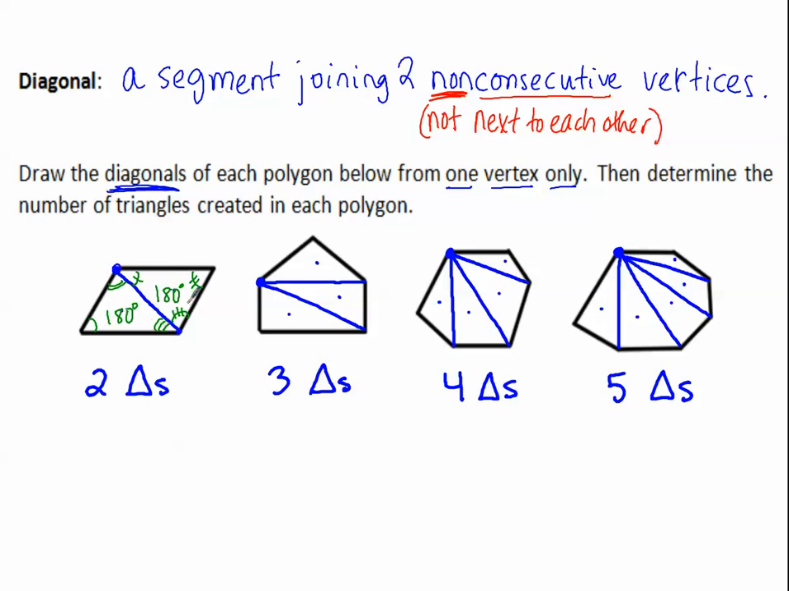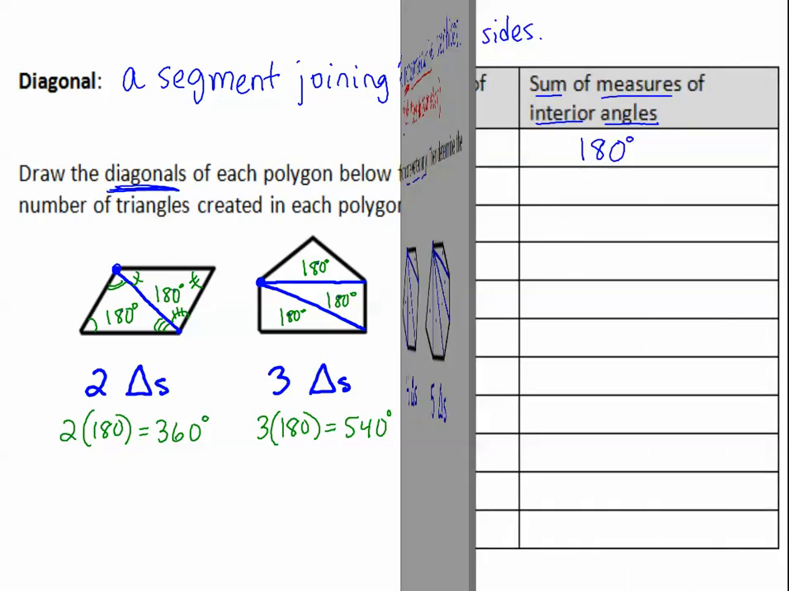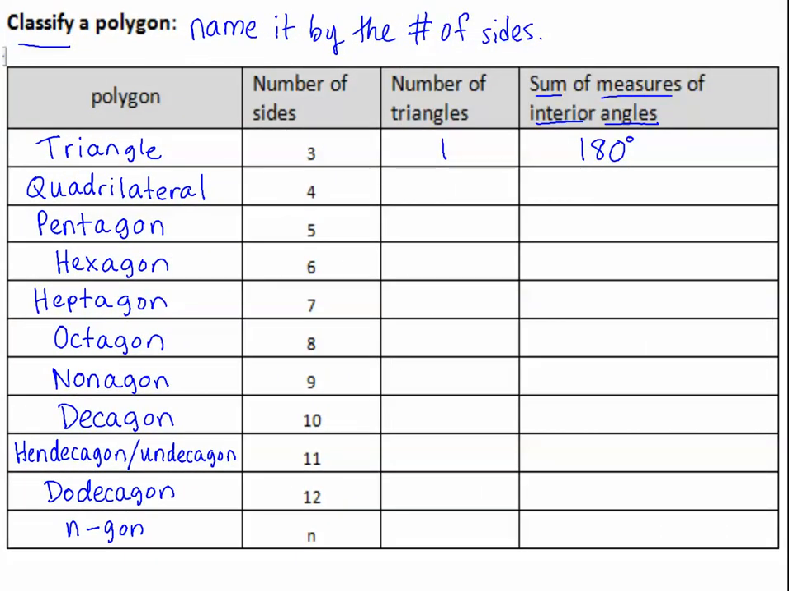Well, if we have 2 of them, that will be 2 triangles, 180 degrees each. That makes 360 degrees. If we have 3 triangles, that's 3 triangles times 180 degrees each, 180 degrees in here, and in here. Therefore, altogether, 540 degrees is the sum of the measures of the interior angles, and so on and so forth. So knowing how many triangles we can split it up into by the diagonals helps us to tell the sum of the measures of the interior angles of the polygon.